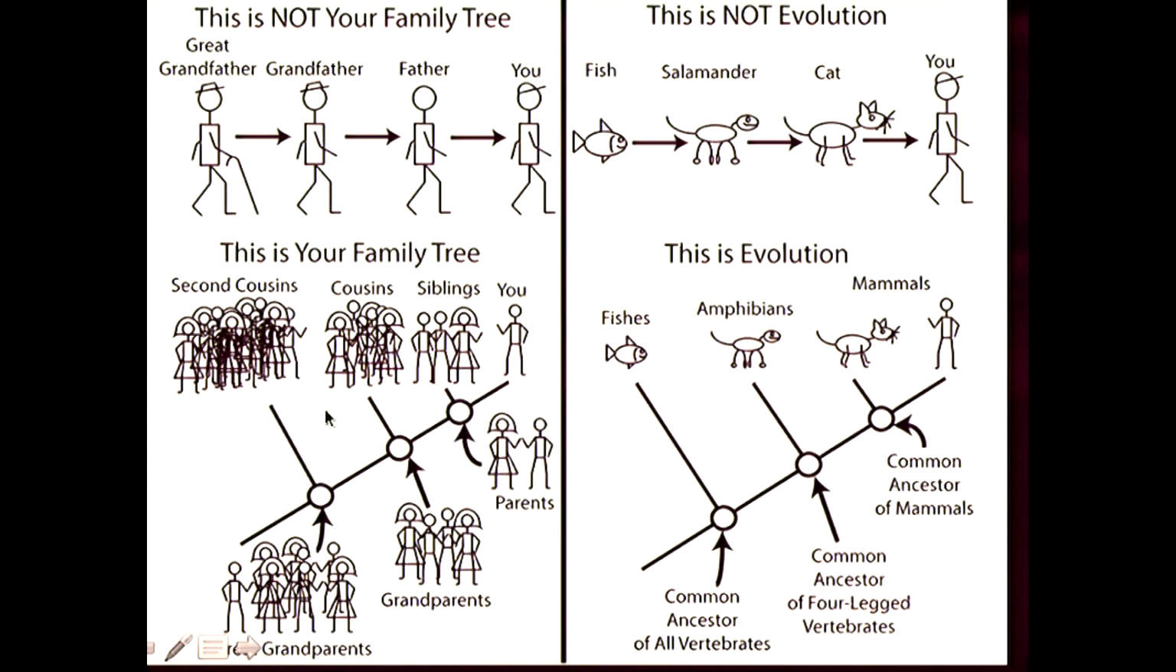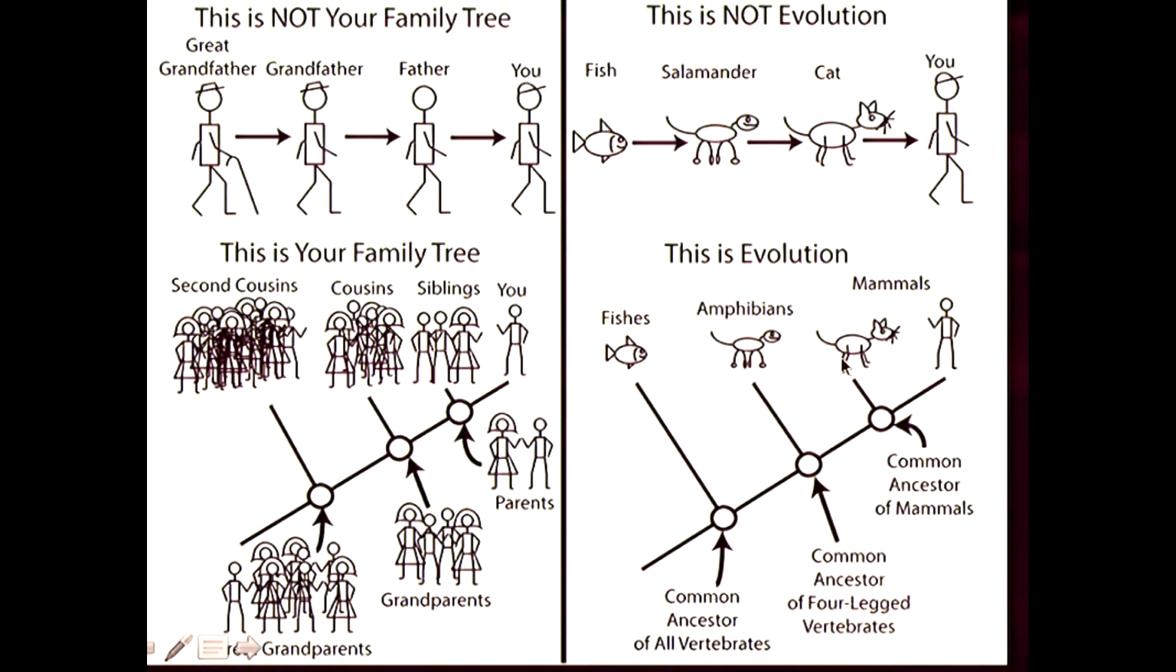You, your siblings, and your cousins all share a common ancestor if we trace these lines back from the present into the past here with your grandparents. You, your siblings, your cousins, and your second cousins share a common ancestor with your great-grandparents, and so on. Again, on a longer time scale, this is the relationships among different species.